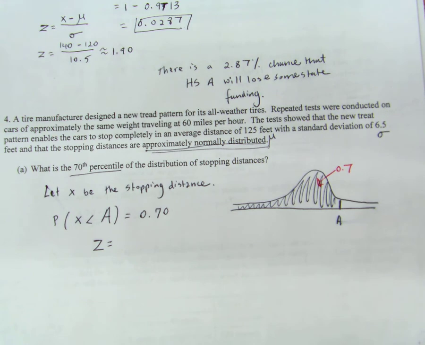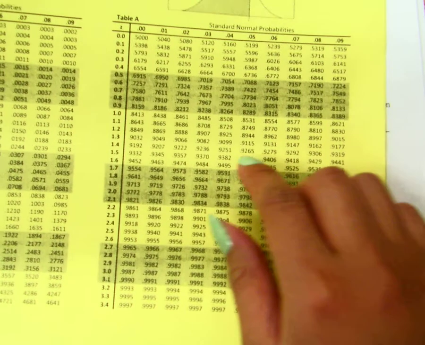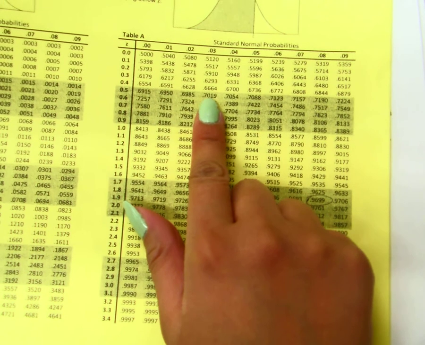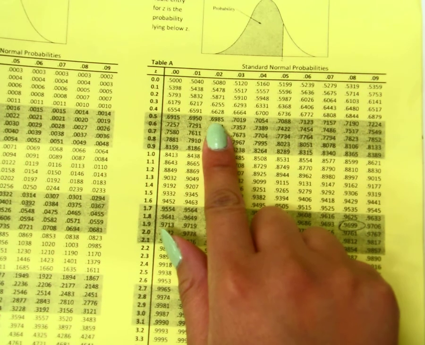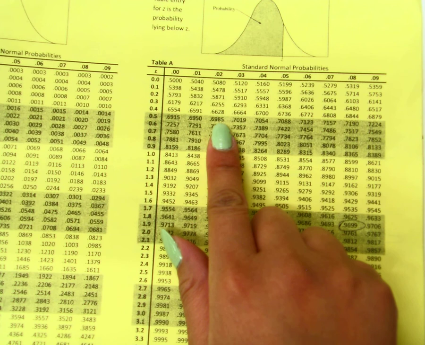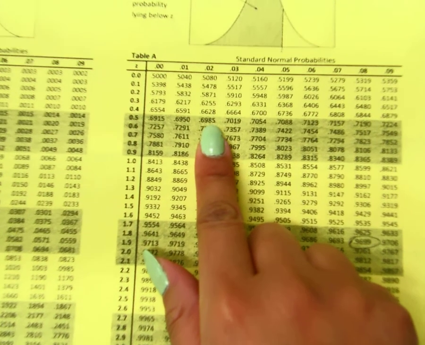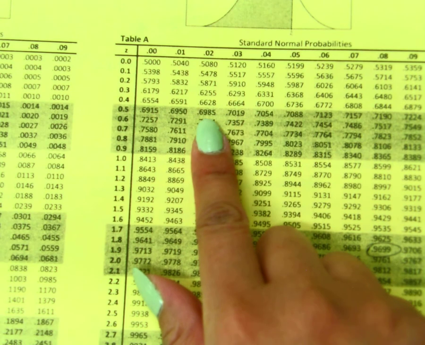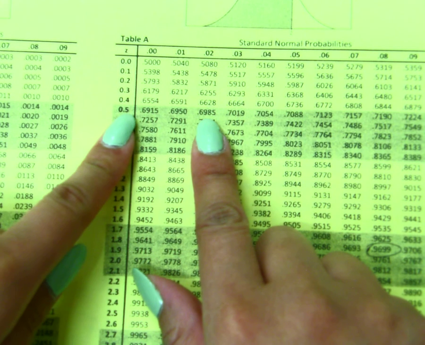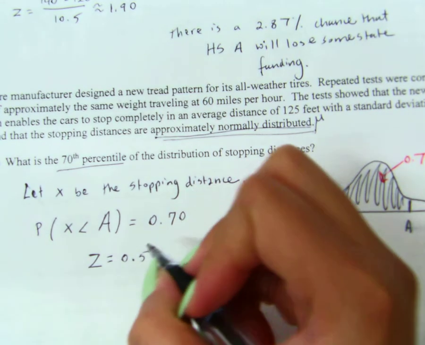Okay, so what I'm going to do, I'm going to go ahead and find the z-score by going to my z table and looking for 0.70 in the area part. Okay, so 0.70. So I have this one being the closest, right? 0.6985. It's the closest because it's 0.0015 away versus this one, which is 0.0019 away. Okay, so the associated z-score with this value is 0.52.